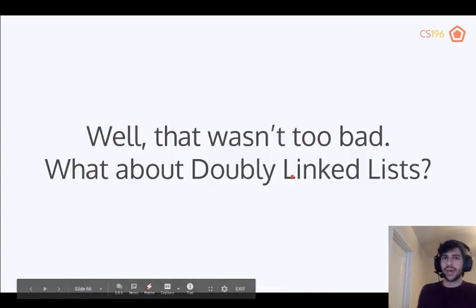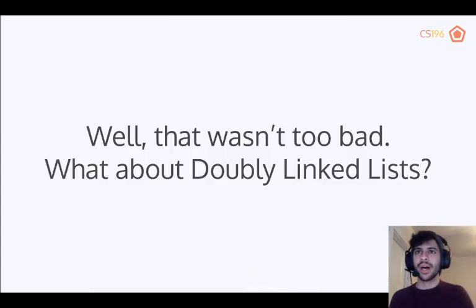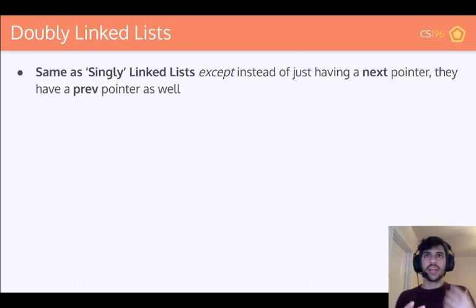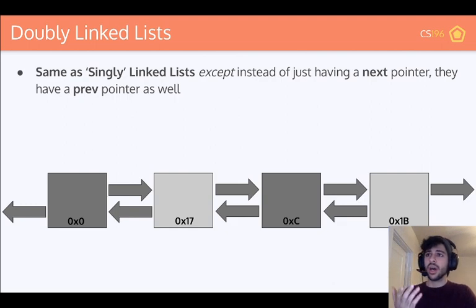So that wasn't too bad, right? What about doubly linked lists? Not sure if you guys have covered doubly linked lists before, but if you know what a singly linked list is, it's not too complicated. Doubly linked lists are the same as singly linked lists, except instead of having only a next pointer, they will have a previous pointer as well. What does that look like? Let's take a look here.